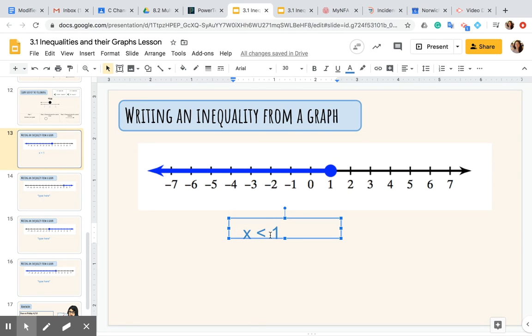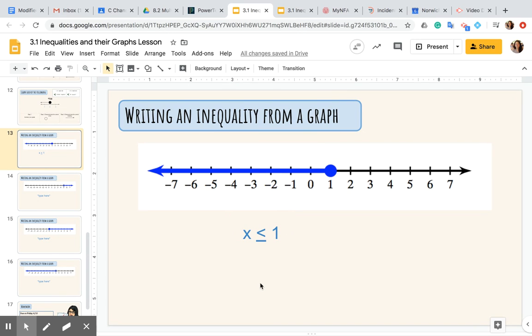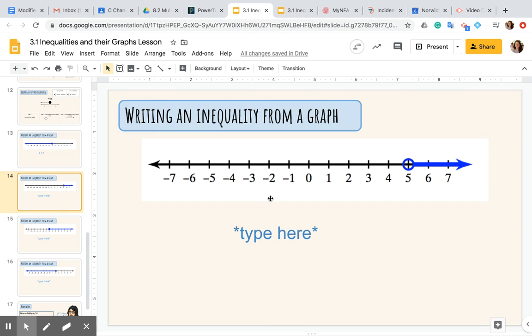Last but not least, I need to determine, do I want to hit the underline feature to put a bar underneath this or not? You look at the type of circle, okay? If the circle's closed in, which it is for this one, I want it underlined. So there's my final answer. I'll do several more with you like this.